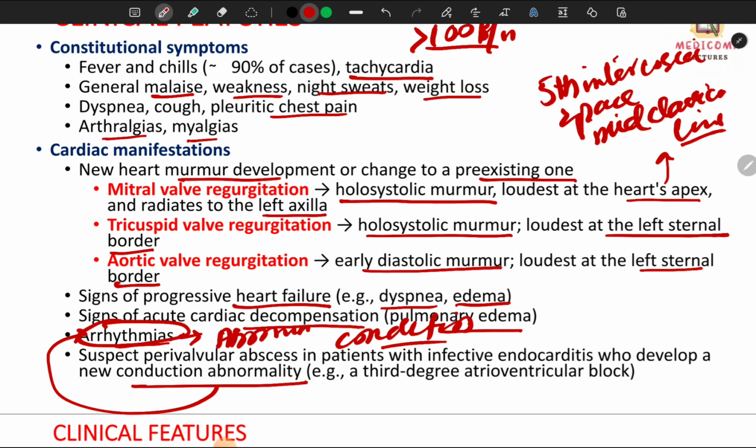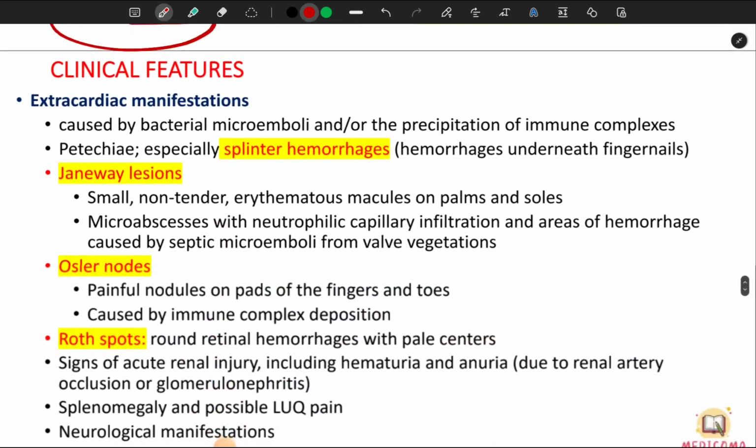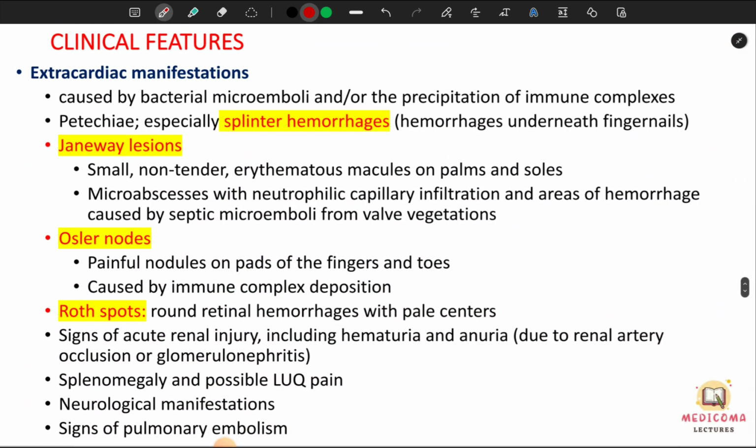Maybe a third degree atrioventricular block can be seen in infective endocarditis. So these are the constitutional and the cardiac manifestations, which are most important to diagnose a patient of infective endocarditis. Next is the clinical feature, in which we will discuss the extracardiac manifestations of infective endocarditis.